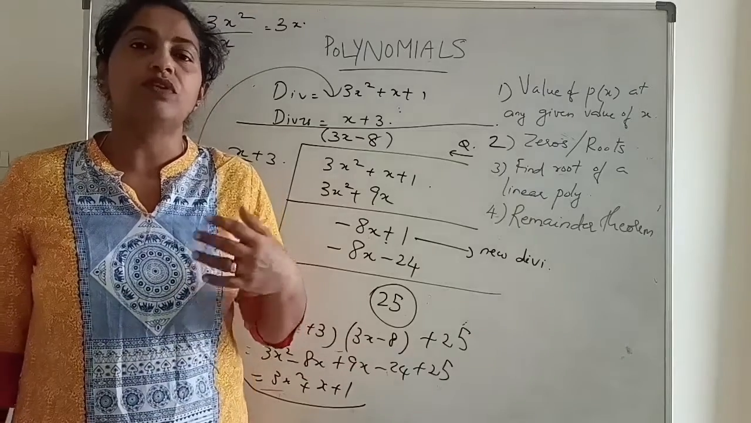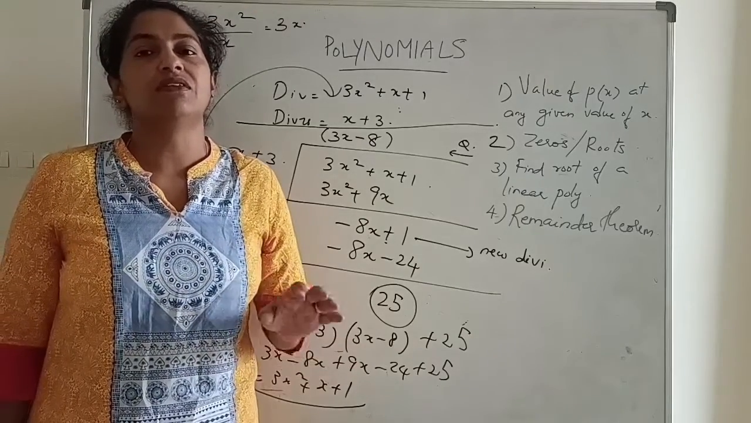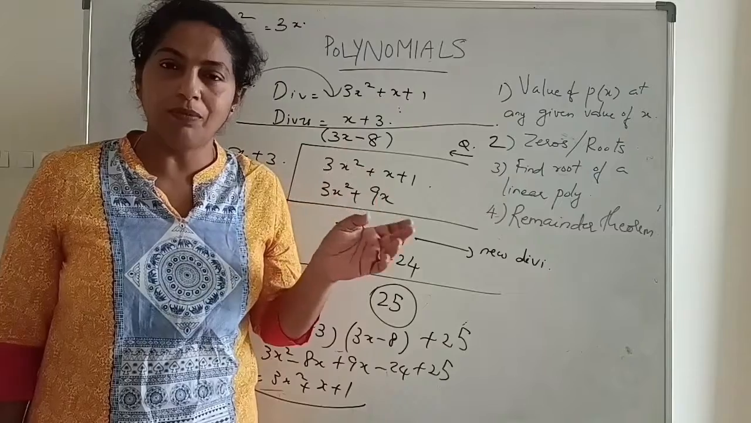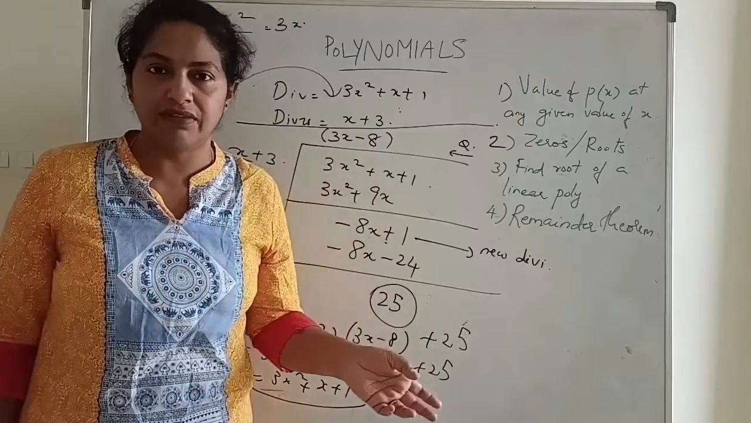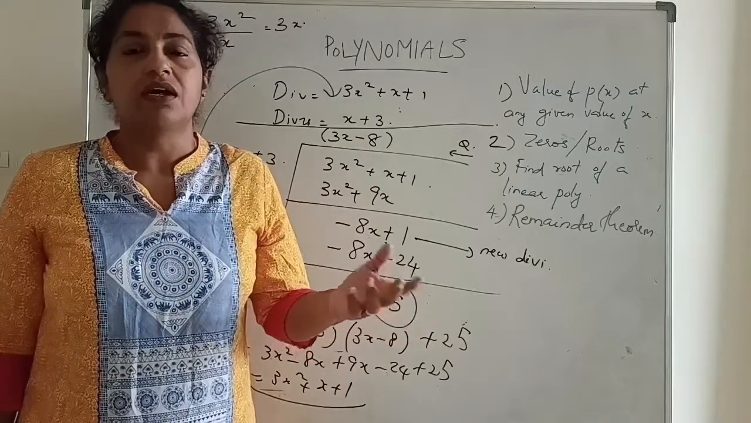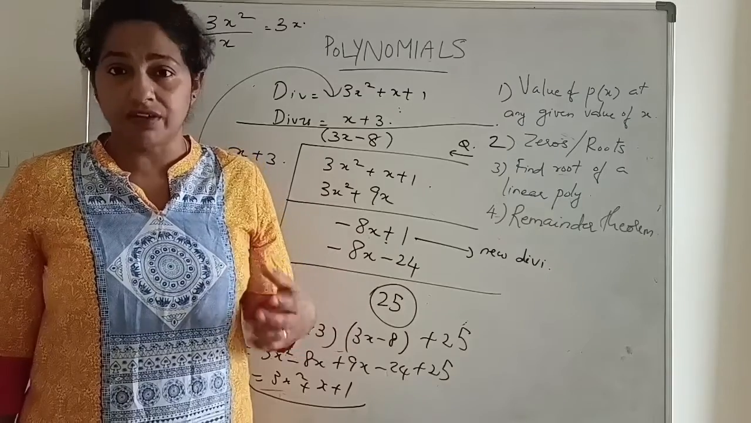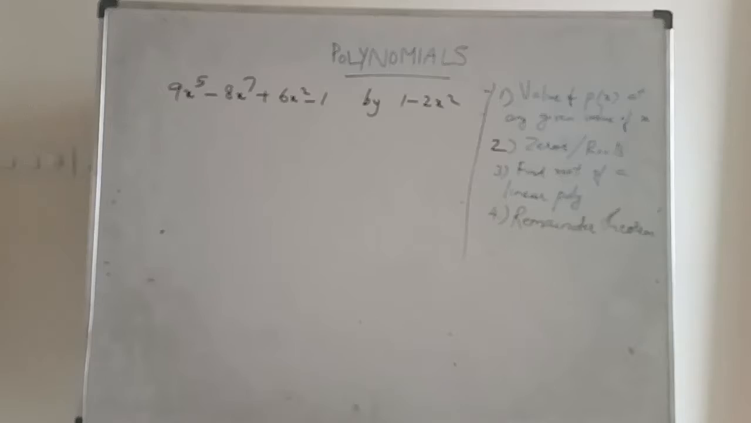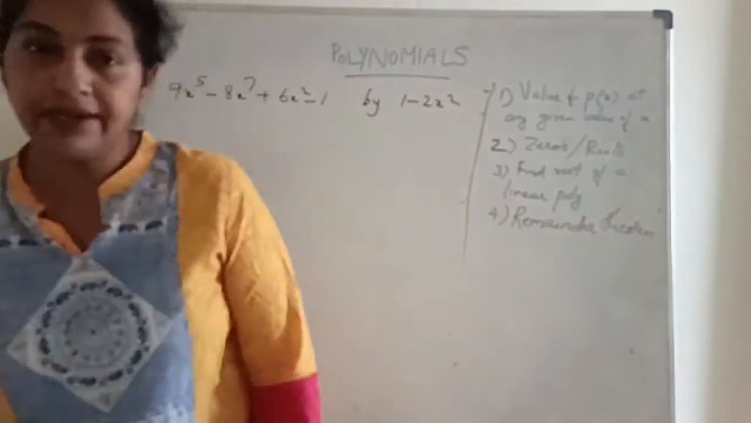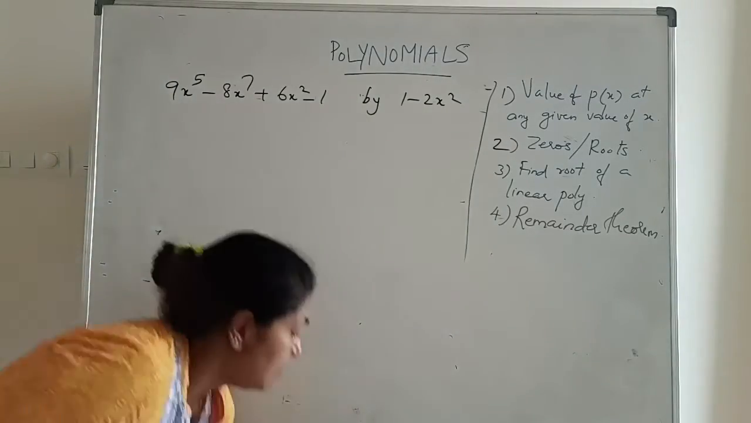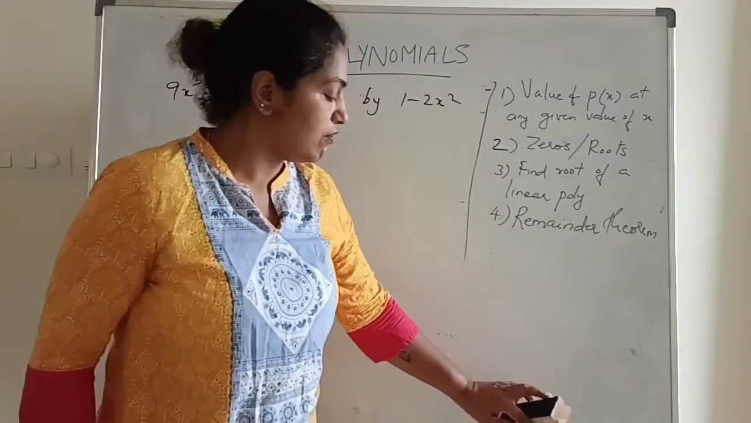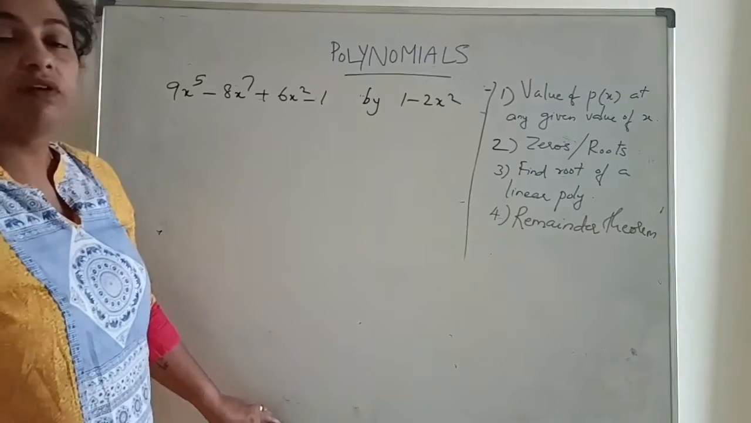Okay. Let us do one more sum. This time let us use a slightly more complicated divisor. Let us use a quadratic divisor, and we'll use a trinomial also. Now I have written a slightly more complicated dividend and divisor here. My divisor is a binomial and it's a quadratic binomial. So what is my first step?